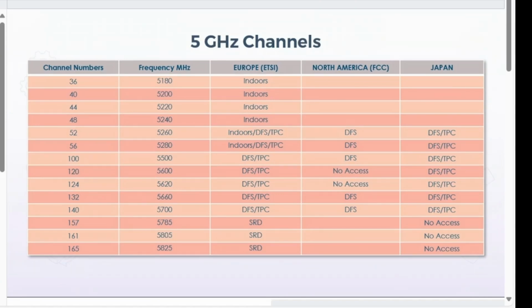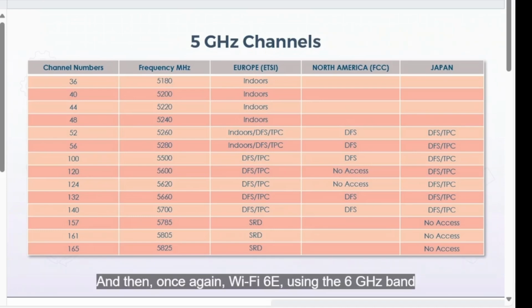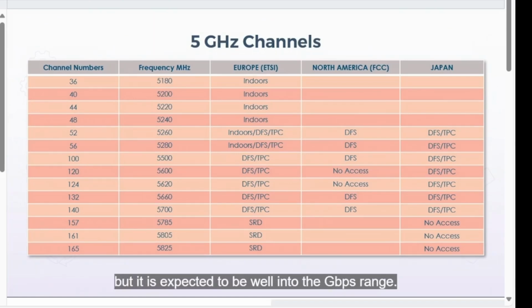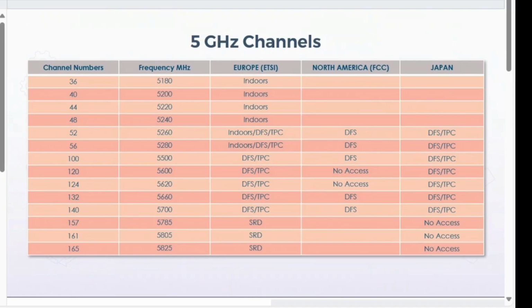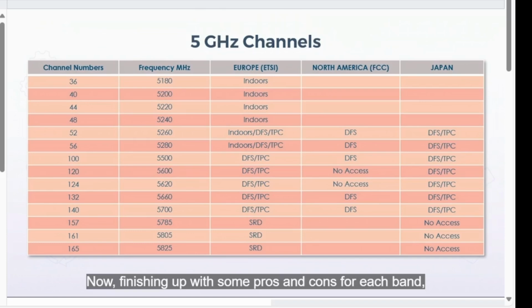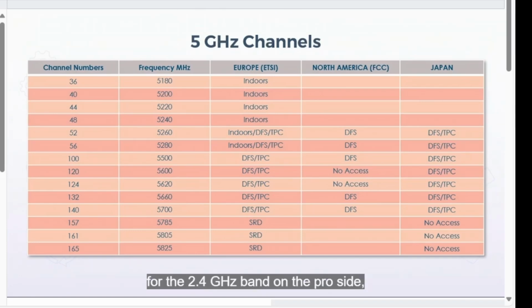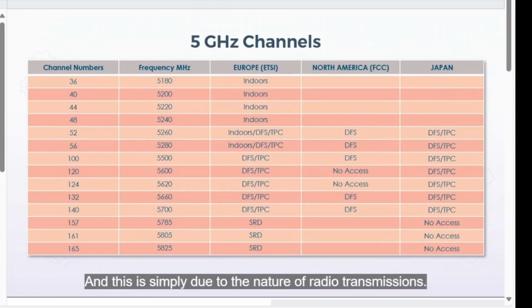For example, in Europe, transmissions are overseen by the ETSI, which is the European Telecommunications Standards Institute. In North America, typically it's the FCC or Federal Communications Commission, and Japan has their own governing body as well. As for the values that we see in the chart, indoors refers to the fact that the channel is reserved for devices that are primarily used indoors, such as Wi-Fi.